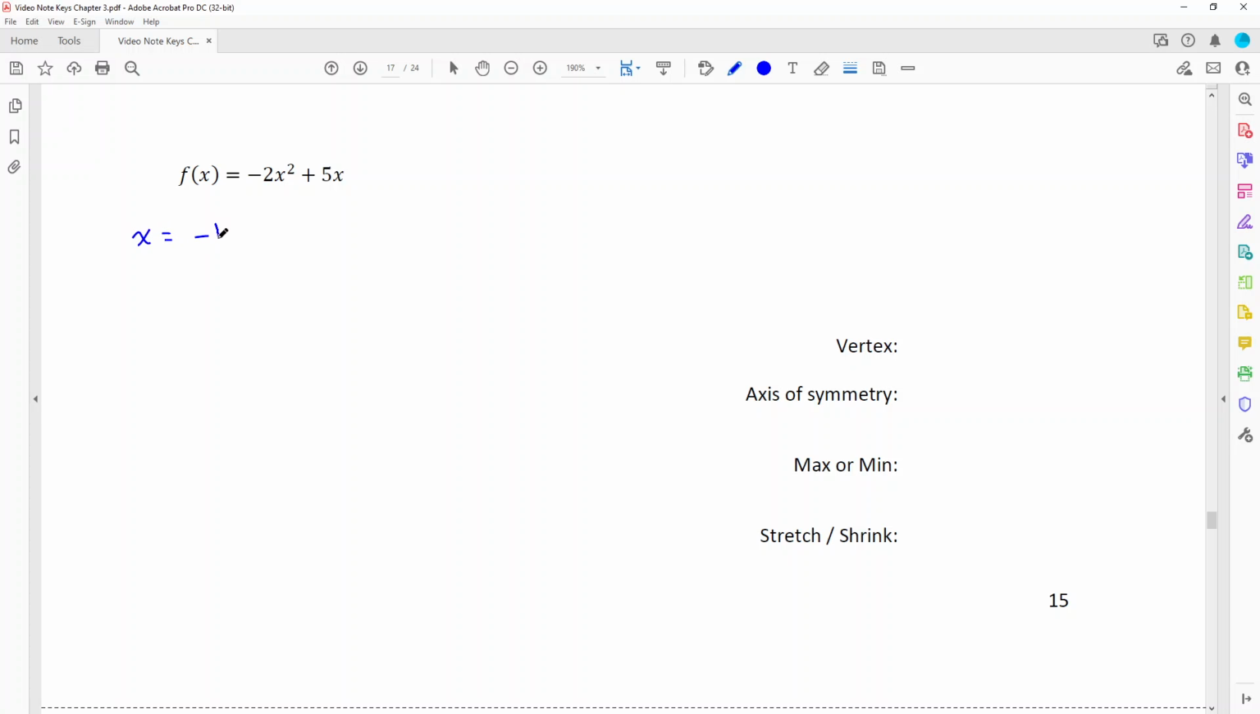The formula is negative b over 2a. So I get negative 5 over 2 times negative 2, which gives me negative 5 over negative 4, which would just be 5/4. Now, if you're not comfortable with fractions, 5/4 is perfectly acceptable as positive 1.25, right?